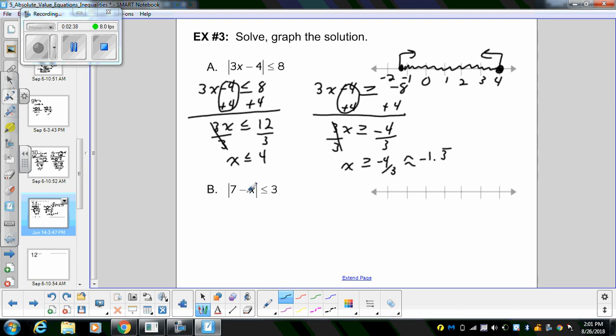Alright, so let's do B, or you could try it yourself. I'm now going to set both equations. So I'll do 7 minus x is less than or equal to 3, and 7 minus x is greater than or equal to negative 3. Don't forget to flip the inequality and change the sign.